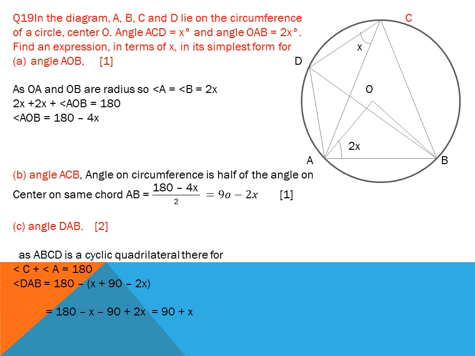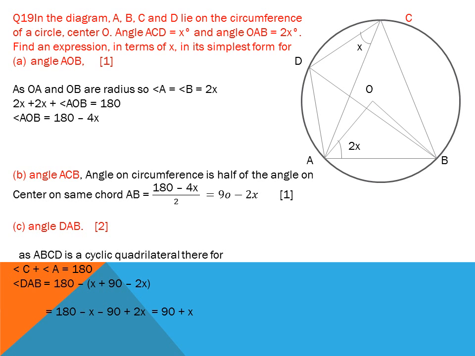Find an expression in terms of x in the simplest form for angle AOB. Angle AOB, I mean angle OAB. OA and OB are radii, so angle A is equal to angle B is equal to x. Because OA and OB are the radii of the circle, the angles opposite equal sides should be equal. If angle OAB is 2x, then OBA should be 2x.